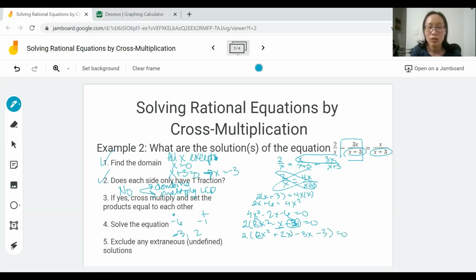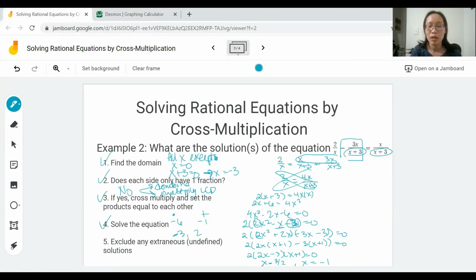Once I have these groups here, I'm going to factor out the GCF of each one. So 2x leaves me an x plus 1 here, and then I'm factoring out a negative 3 and an x plus 1 here. And that gives me 2x minus 3 times x plus 1 is equal to 0. I set all my factors equal to 0, and this gives me x is equal to 3 halves and x is equal to negative 1.